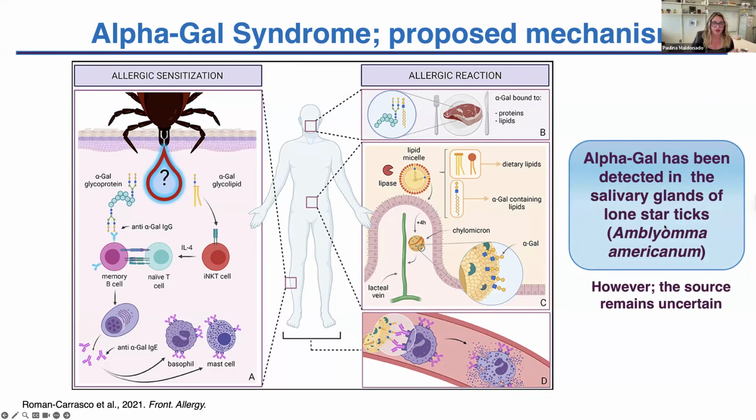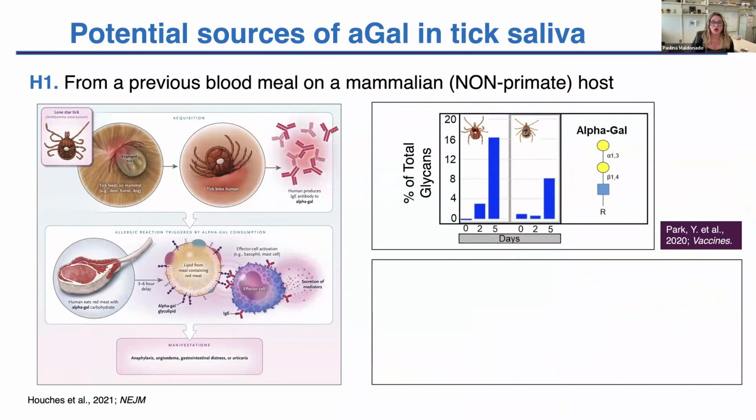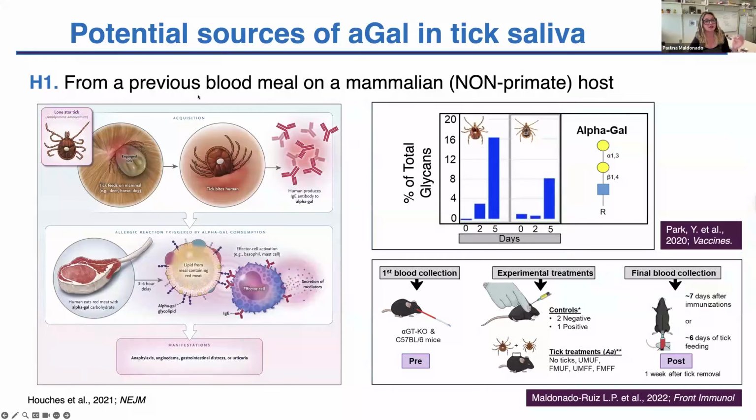Now, what we don't know is how it got there. The very initial hypothesis was that the ticks acquire it from a previous blood meal from a mammalian non-primate host, and in the same intrastadial host switch, they introduce it to a human host, right? So they feed on another animal, dog, whatever other animal might be there, and then they feed on a human, then they transfer it, leading to sensitization. The individual ingests that mammalian-derived product, and then they get their allergic response.